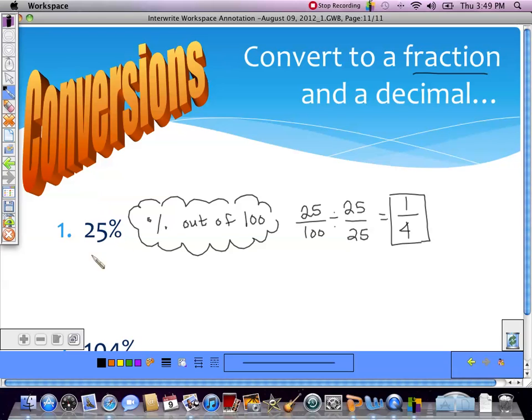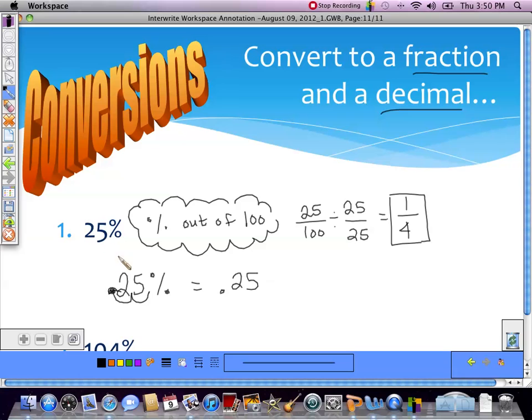Now, to convert percents to decimals, it's a very easy process. All you need to do is put your pencil where your percent symbol is, and this time you're going to move it backwards, or forwards to the left 2 times. So the answer is 0.25.